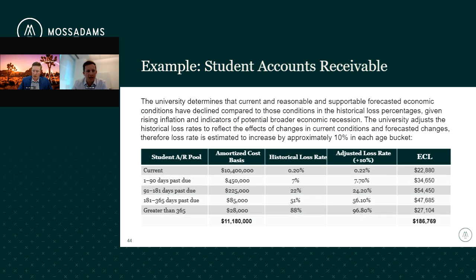On the next slide, essentially, we're adjusting that historical loss rate information based on current, reasonable, and supportable forecasts. Can't emphasize that enough. There are many potential factors that can be considered in estimating this. In this example, we're just noting that current economic conditions are declining, given rising inflation rates and indicators of a potential broader economic recession. Therefore, that loss rate is adjusted based on these supportable forecasts in each bucket by 10%. So you see a 10% increase in the loss rate in each bucket. That would then be considered the expected credit losses for all of those buckets at year end.